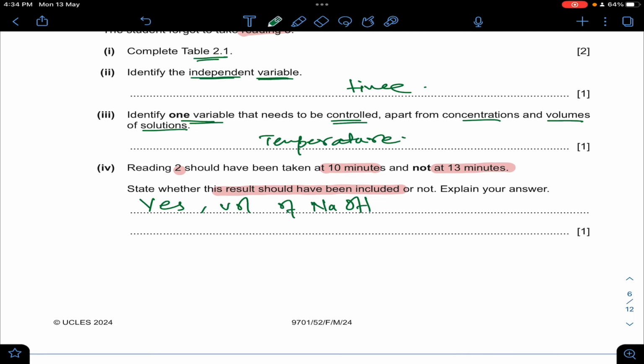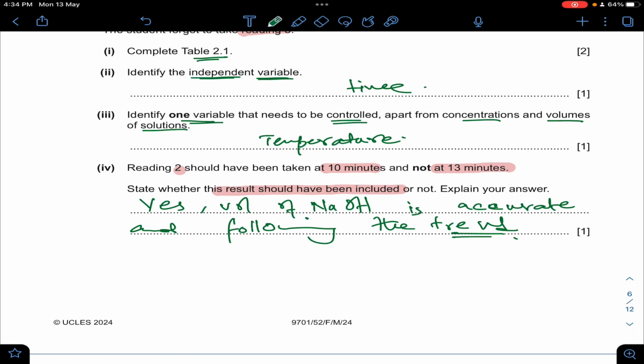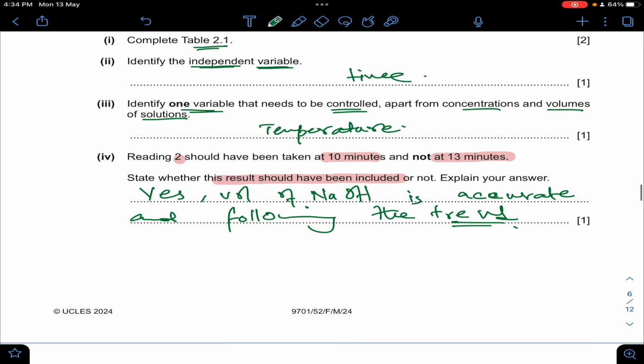The volume of NaOH, or titer, is accurate and following the trend, right? So as time increases, more volume of NaOH would be required.